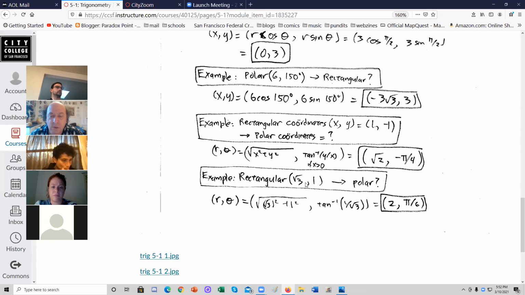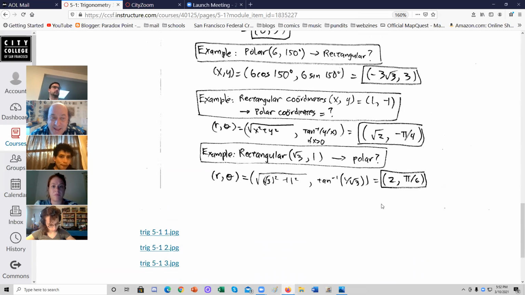Here, rectangular root 3 by 1, what polar coordinates? Okay, r is root of root 3 squared plus 1 squared. That's 3 plus 1 is 4, root is 2. Arctan 1 over root 3, you can check that out. This is the 30, 60, 90 triangle, which gives you 30 degrees or pi over 6 radians. So 2 by pi over 6.